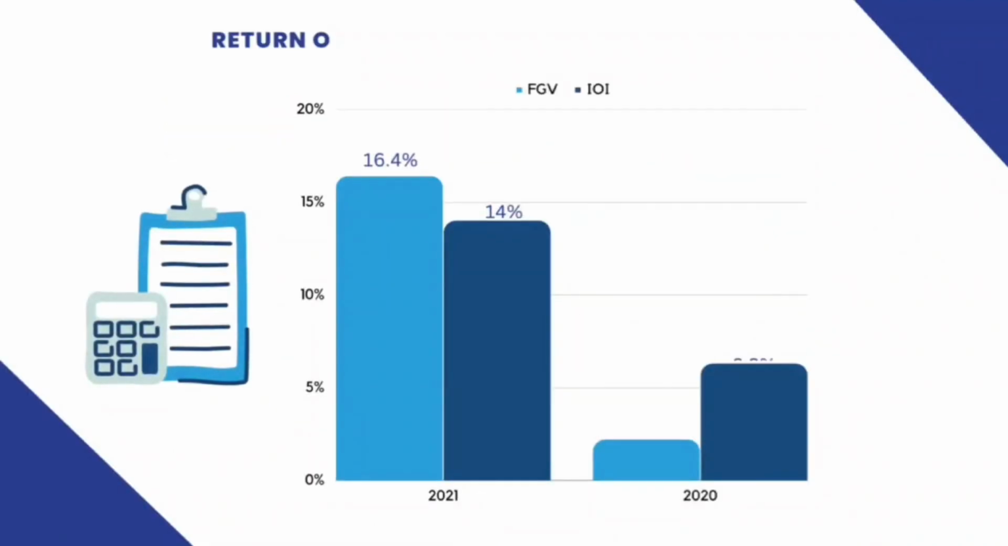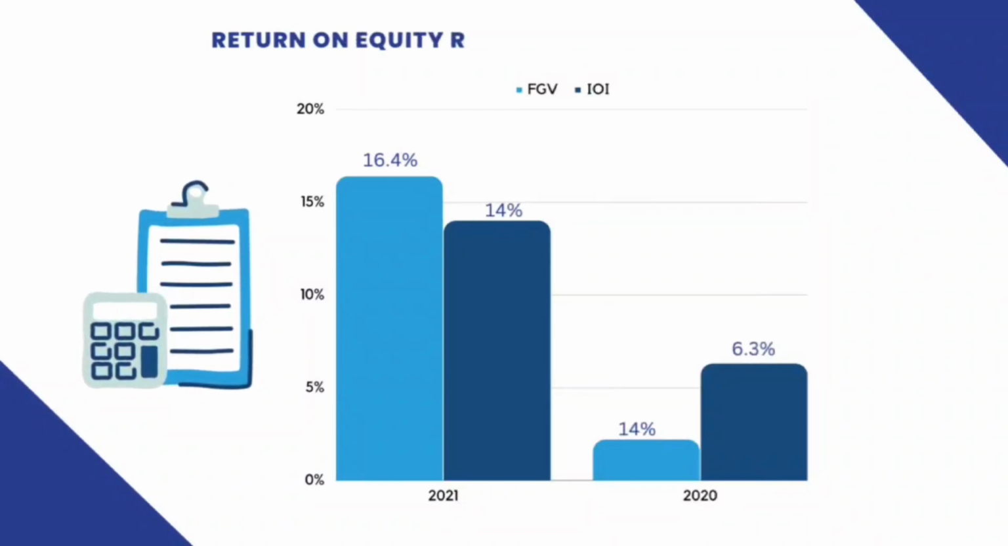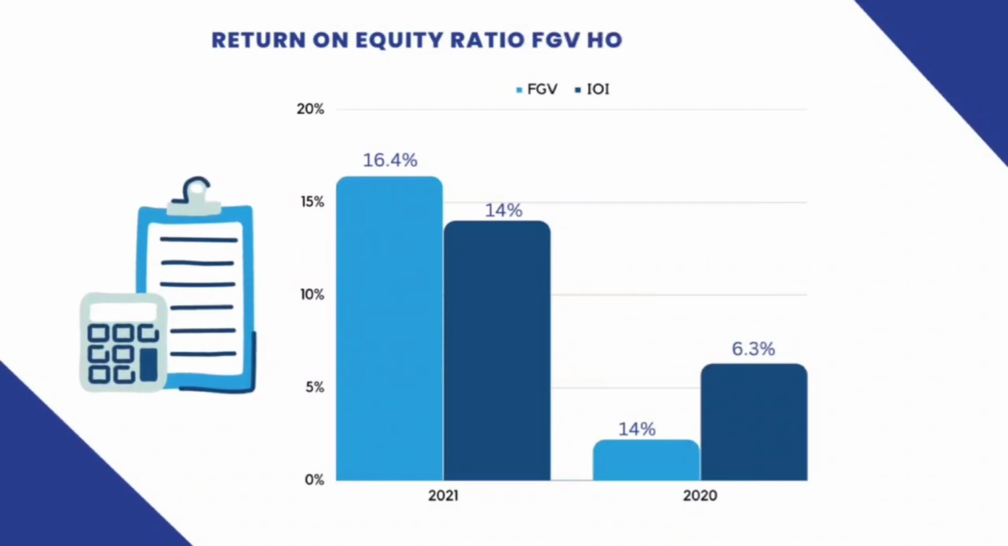In the year 2020, FGV stayed at 14% and increased to 16.4%, which is an increase of 2.4% in a year. Meanwhile, for IOI Corporation, in year 2020, it stayed at 6.3% and went up to 14% in the year 2021, which is an increase of 7.7% in a year. As a result, both companies are efficiently managed in generating profits.